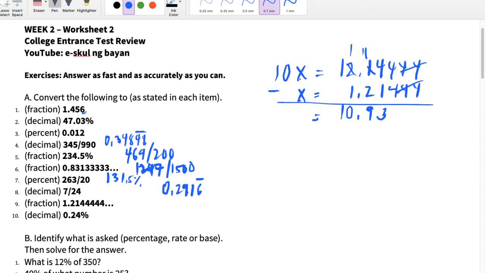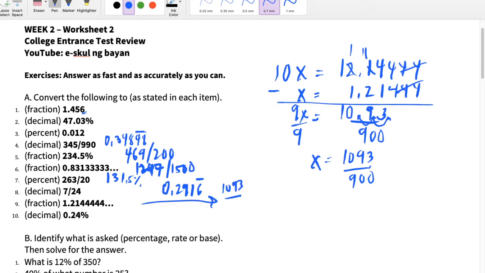How about on this side? 10x minus x, that's 9x. Divide both sides by 9. X would be equal to this. Okay, so, ito, i-move na natin decimal place niya over 900 para meron kang integers. Okay, so if we check, itong 1,093, that's already prime number na yun, di ba? Or kung meron pa siya ibang factor, wala silang common factors ng 900. So, the final answer for number 9 is, yan na, 1,093 over 900.